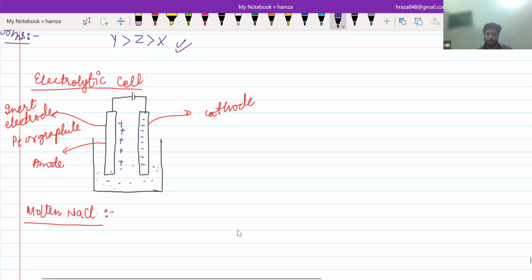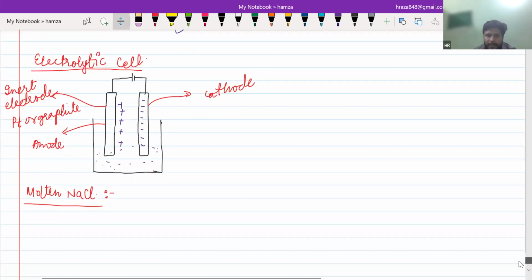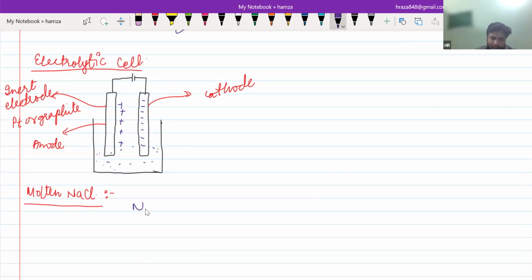Molten NaCl. That is molten NaCl. That means it is in semi-liquid form. So whenever it is molten NaCl, it will be dissociated into its ions. That is, NaCl will be dissociated into Na+ and Cl-.